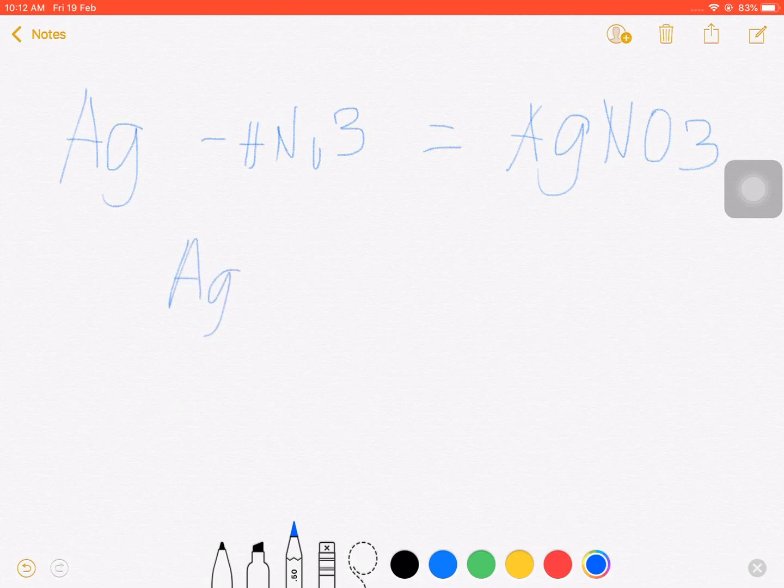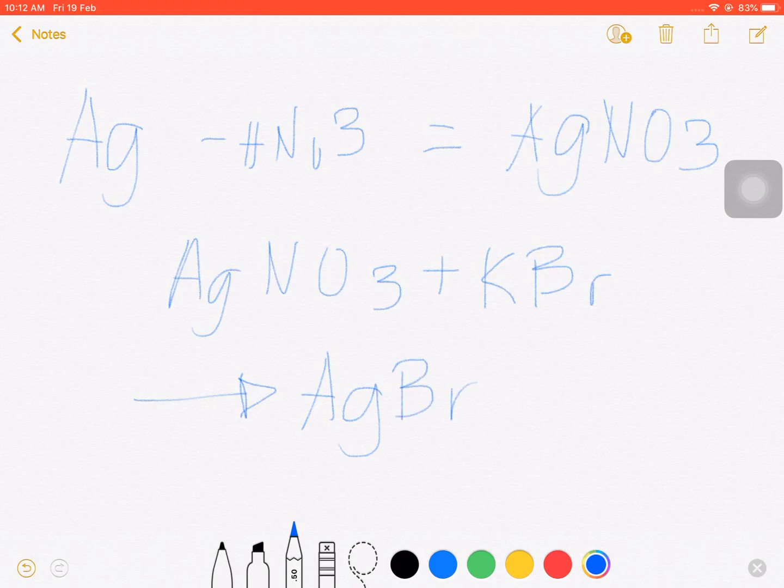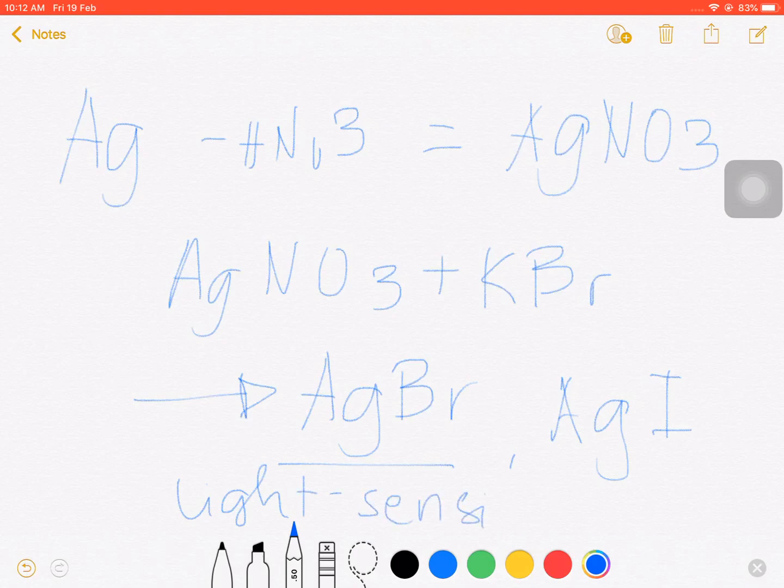So, meron na tayong silver nitrate. So, the light-sensitive silver bromide crystals are formed by mixing silver nitrate with potassium bromide. So, our silver nitrate is combined with the potassium bromide to form a light-sensitive silver bromide. Silver bromide and silver iodide are light sensitive. Light sensitive because we are using intensifying screen that form light. Okay, did you get it?